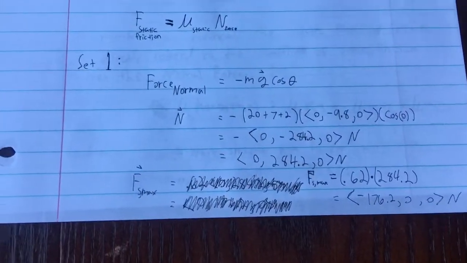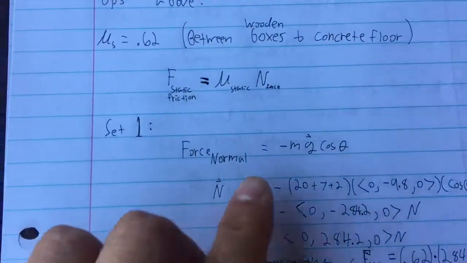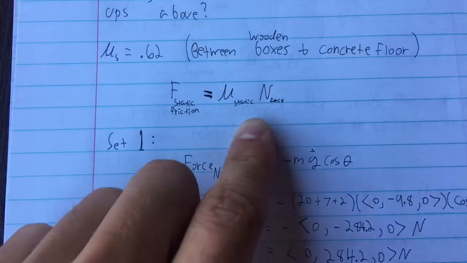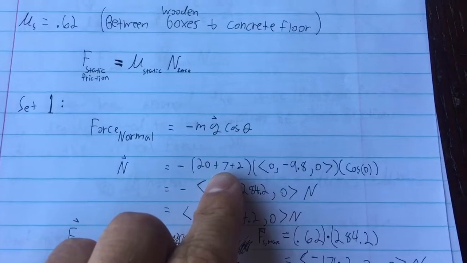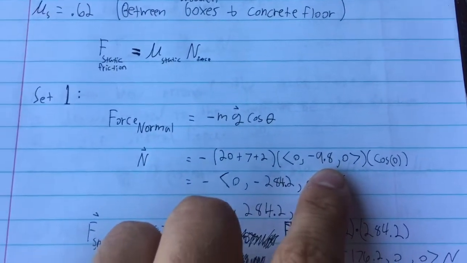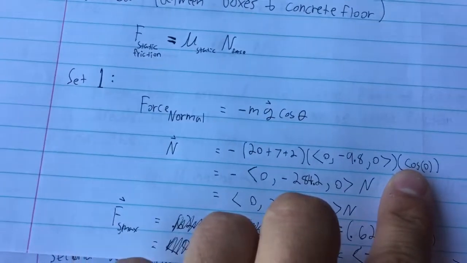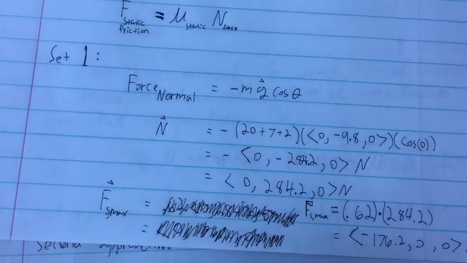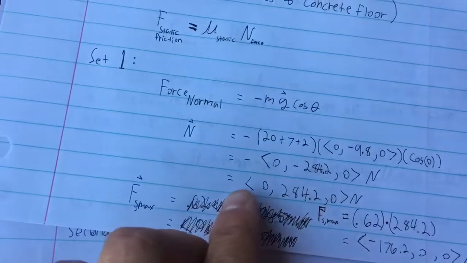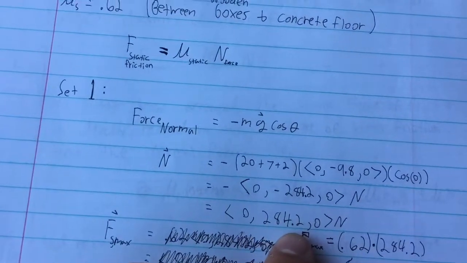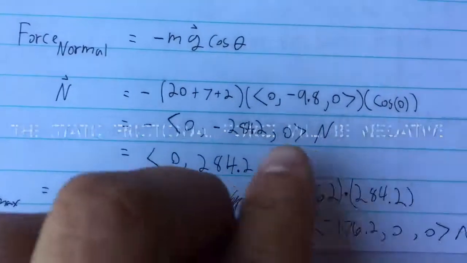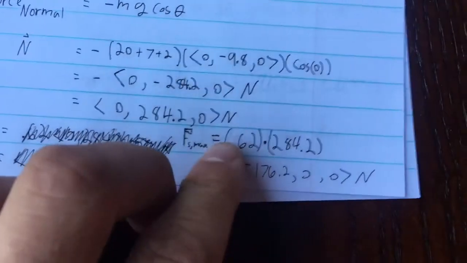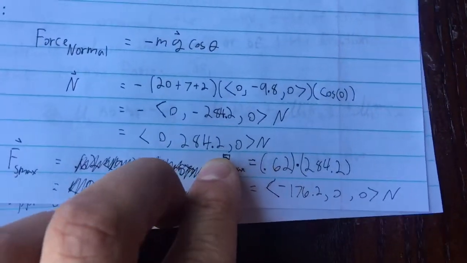So the first thing we're going to do for set 1 is find the normal force that is acting in this formula. We have the mass of the boxes times the vector of the gravitational force, and we're going to have a force of 284.2 newtons. According to this picture, it's going to be a negative value, but this is the normal force, and once we put it into the formula, we're going to use the magnitude of that.